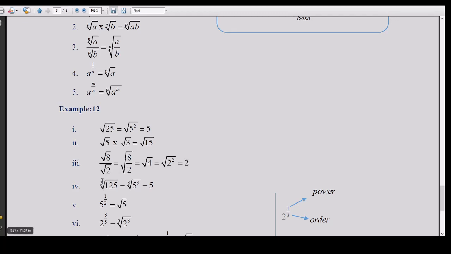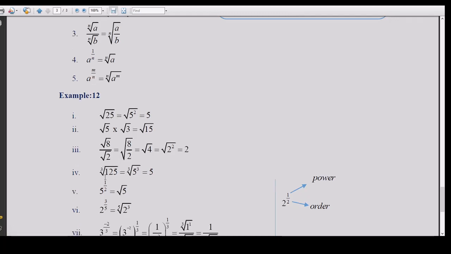Then next we have the example of cube root of 125. 125 is the cube of 5. 5 multiply 5 is 25. 25 multiply 5 is 125. You can write it as 5 cubed. And here the order and the power, they are equal. Then you can write only the base.